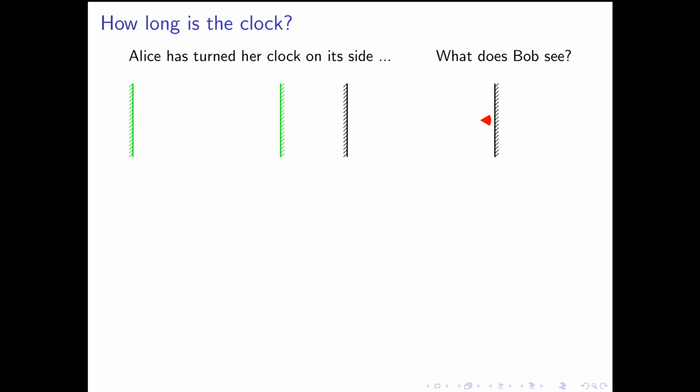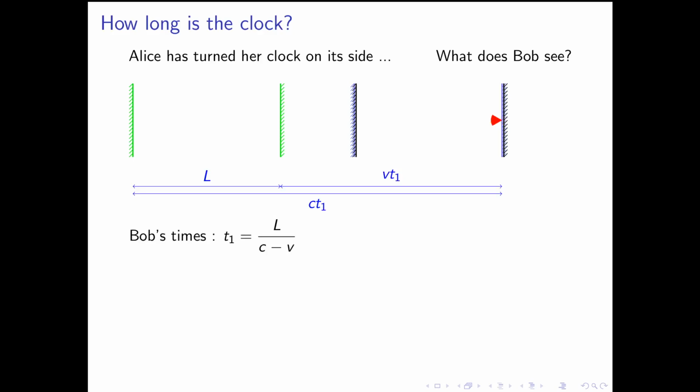And now, let's try to figure out how long will Bob say this thing takes. Well, according to Bob, the two mirrors were separated by a gap of L at the beginning. Now, the right mirror has travelled an extra distance given by vt1, where t1 is the time interval which Bob sees, the time of travel for this pulse. And of course, in this time, the pulse has travelled a distance ct1. So it's obvious from geometry that L is given by the difference between ct1 and vt1, and so t1 is simply going to be L by (c minus v).